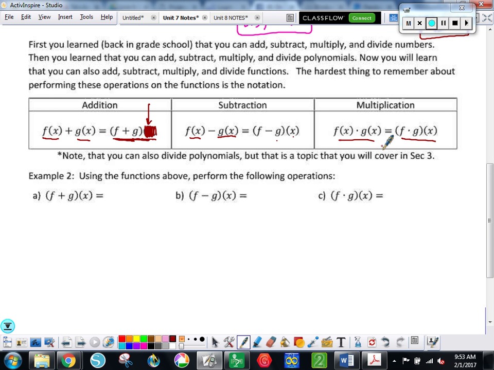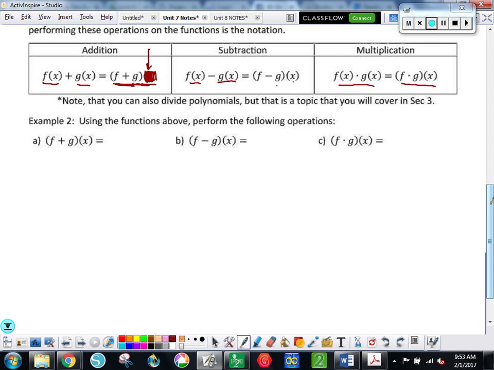Let me show you what this means. Now, one of those three, the order matters. So like in addition, if I say f plus g or g plus f, does it matter? No, because 2 plus 5, 5 plus 2 is the same. What about this one? f minus g and g minus f. Will those give you different answers? Yeah. So this one, the order matters. But for the most part, it doesn't.